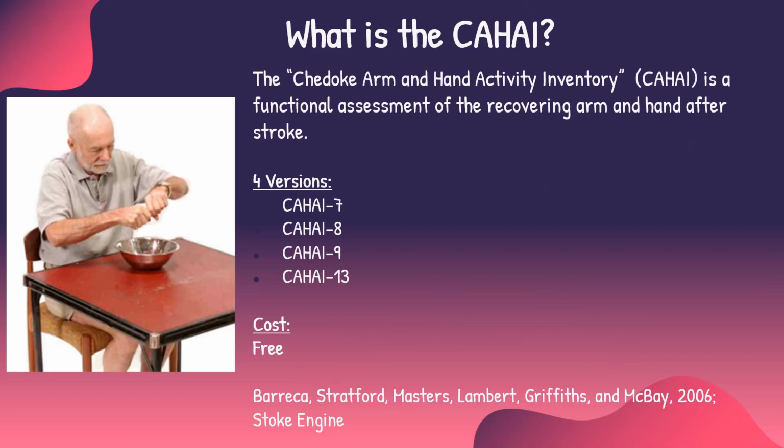So what is the CAHI? The purpose of this assessment is to evaluate the functional ability of the hemiplegic arm and hand to perform tasks that have been identified as important by stroke survivors. However, it is important to note that it is not designed to measure the client's ability to complete the task using only their unaffected hand, but rather encouraging bilateral function. There are four versions to this assessment, version 7, 8, 9, and 13, but for the purpose of this video, we're only going to focus on version 7.